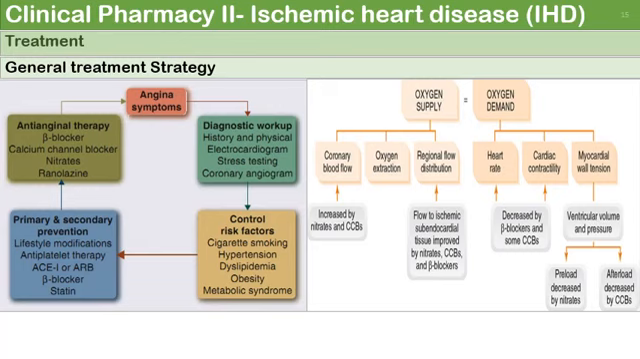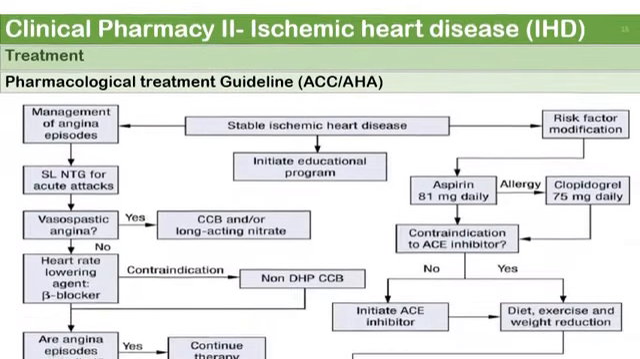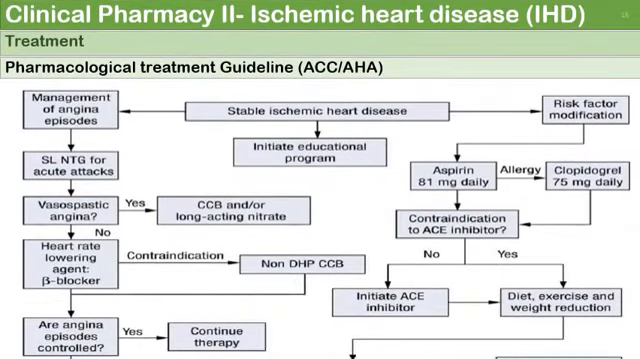زين الفنتريكل فوليوم بريشر البريلود يقل بواسطة النايتريت. الكالسيوم شانل بلوكر راح يسوي فاز دايليشن او ارتري فاز دايليشن فيقلنا البريفر ريزيستنس فيقلنا الافتر لود. هسه هنا عندنا the pharmacological treatment guideline according to American College of Cardiology and American Heart Association.